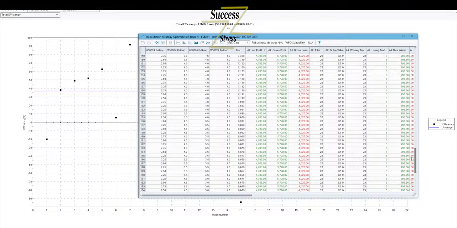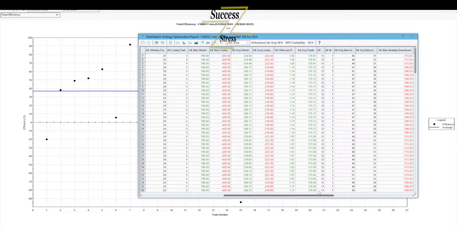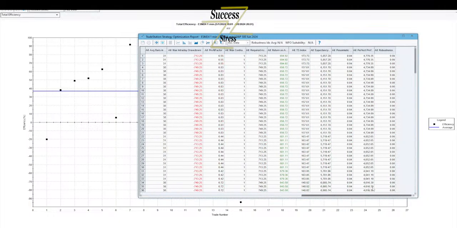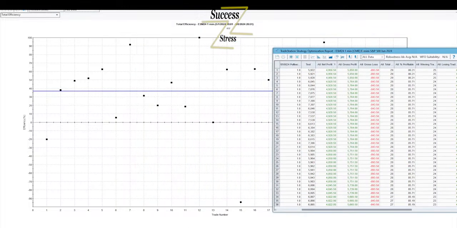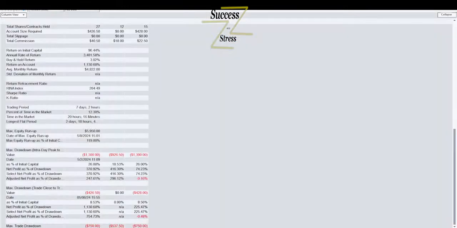So average trade will be 170. No, it's not set up for that. What is it set up for? I don't know. So let's adjust it. All right, so let's go to the performance summary, performance graph.